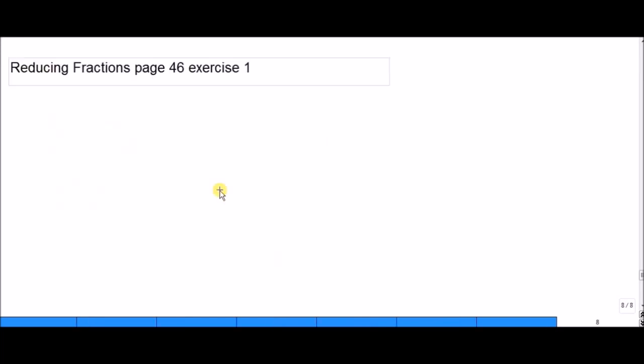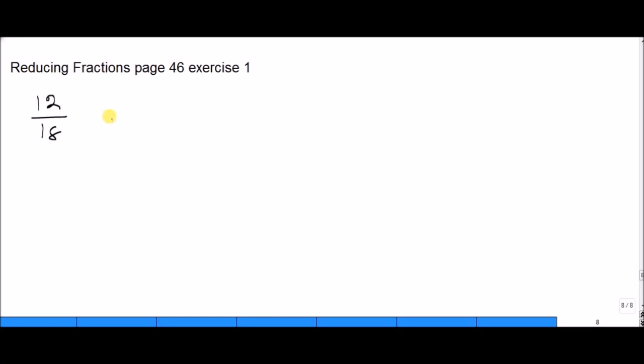We turn to page 46 and we're looking at reducing fractions. It says, to reduce a fraction, divide the numerator and the denominator by the same number. Repeated division can be used until the numerator and the denominator have been reduced to their lowest terms. They have an example here. They have 12 18ths.